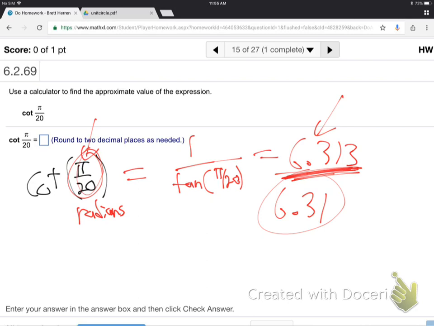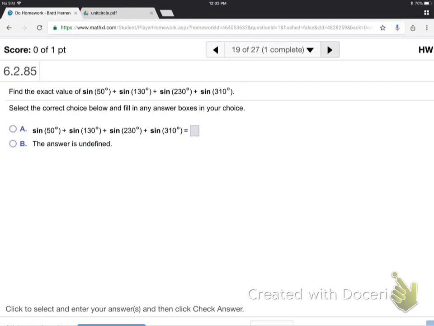You mentioned inverse functions. So if you plug in, say, you're trying to do cotangent, but then you do the inverse. Answer this question. They're asking me, find the exact value of sine 50 plus sine 130 plus sine 230 plus sine 310. Notice that none of those are our memorized values. In other words, the ones on our unit circle picture are ones like 30, 45, 60, 90.